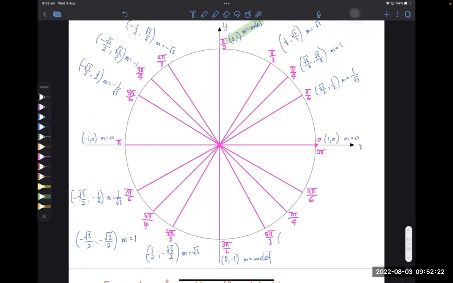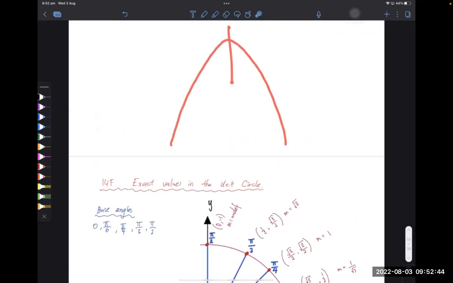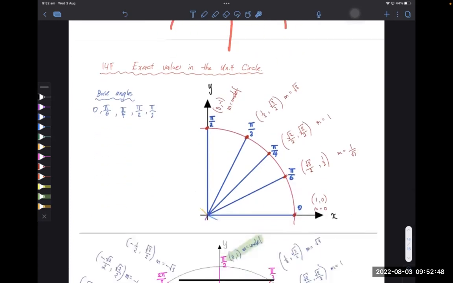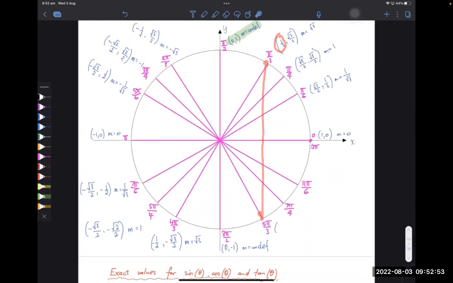X value. Notice here, the x value lines up with. So what do we notice here? There's a property of what happens when one side is the same as the other? Reflection, but if it's exactly the same, what about a parabola? One side is exactly the same as the other. Symmetry. So there's properties of symmetry within the unit circle, right?